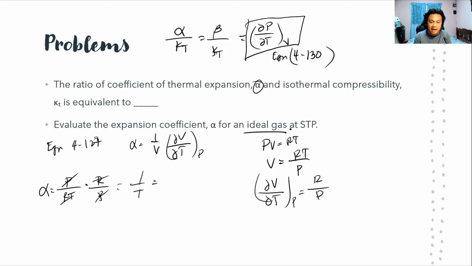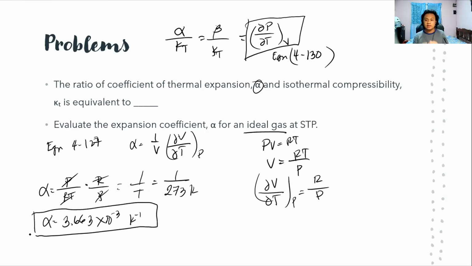And then ideal gas at STP. So meaning it is at 273 Kelvin. And then you will get 3.663 times 10 to the negative 3 inverse Kelvin. Okay? So that's how you get your expansion coefficient for ideal gas at STP. So okay, that ends the first part of the ChE Thermo.